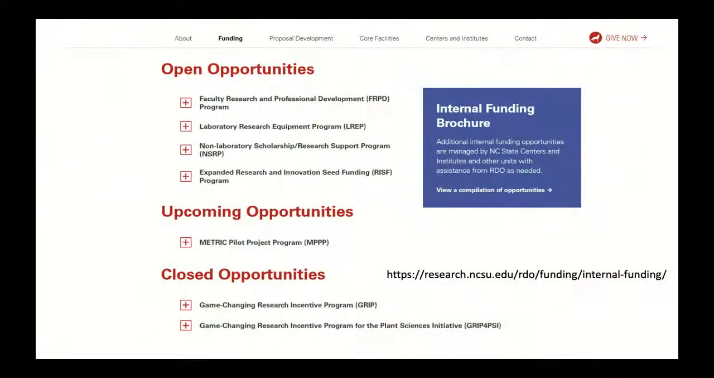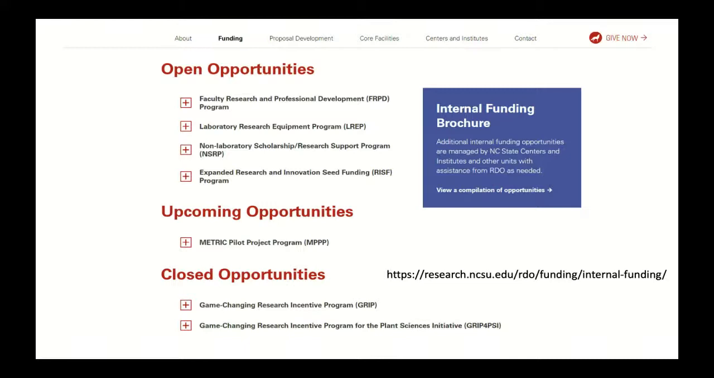You'll see all these other headings, and just as one example, if you hit the internal funding heading, you'll see all of the internal opportunities that come from our office, that is the Office of Research and Innovation. Just as a note, the top 4 are open right now, so you should take a look at them if you're interested in seeing what's available to you in terms of funding opportunities.